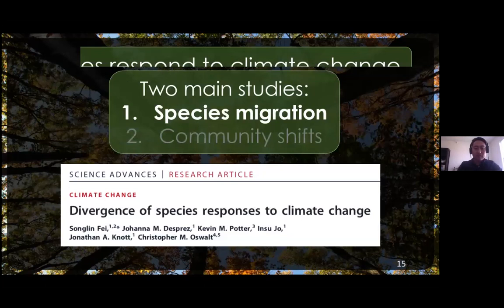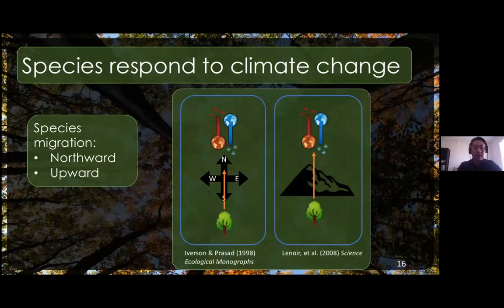And so over the last few decades, people have been trying to show how species are responding to climate change. A lot of studies have shown that they're tending to move northward toward climate, are wide ranging.